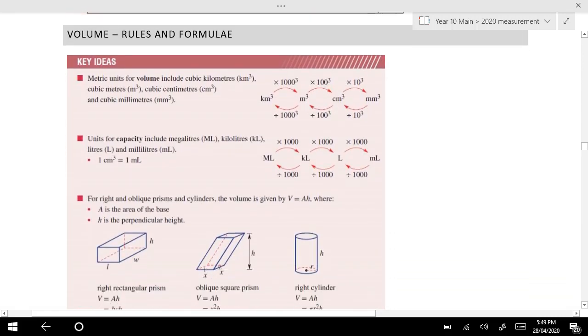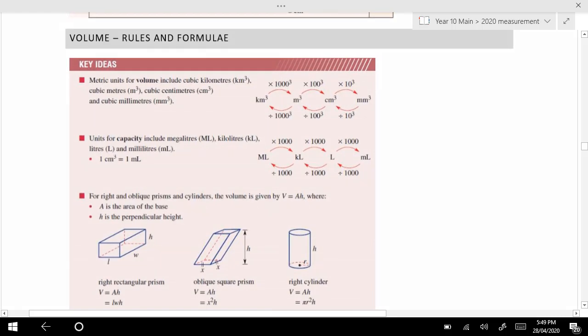Just quickly, we're going to look at converting volume and have a look at going from millimeters cubed to meters cubed and vice versa.